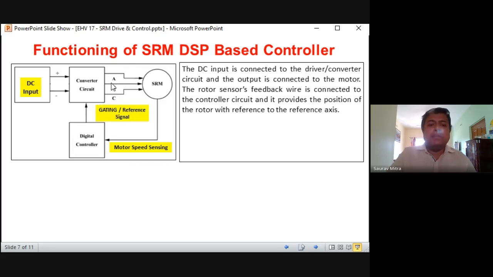The converter circuit makes the A, B, C three phases. Which phase has to be given what kind of supply? If you give A phase positive first, then maybe A phase becomes north pole, and if B phase is negative, then B phase becomes south pole. Depending on the position of the rotor, the digital controller comes to know it, and it gives that gating signal to the converter circuit. The converter is nothing but an inverter which converts DC into three-phase AC, and this converter circuit produces the pulses accordingly, which are given to the SRM.